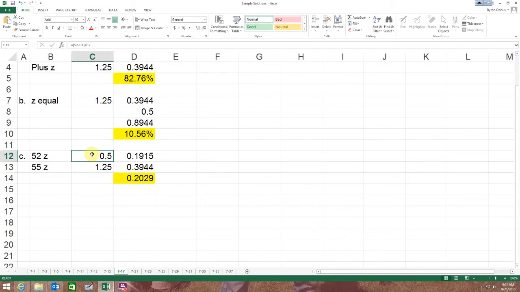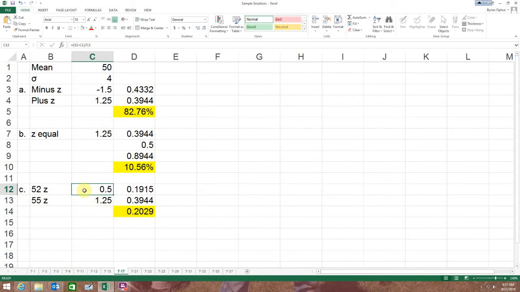Again, I do my calculations, and I figure out what my z value is, 0.5. I looked that up, and that says that I'm 19.15% to the right. And for 1.25, I'm 39.44% to the right. But remember, I want to figure out what it is between those, and so I simply, in this case, subtract one from the other, and I end up with 20.29% is the odds that I would pick something between a 52 and a 55.